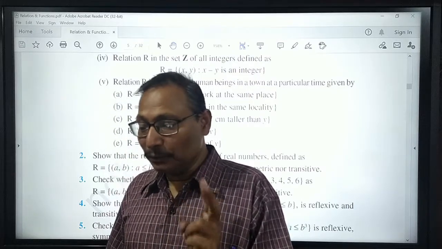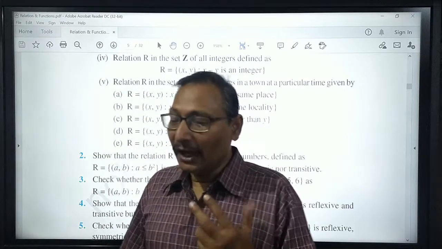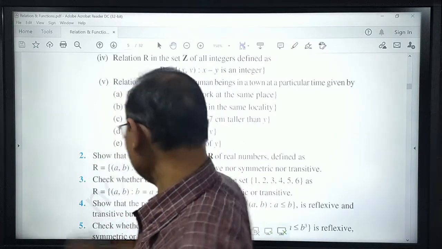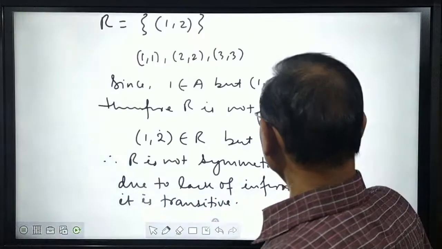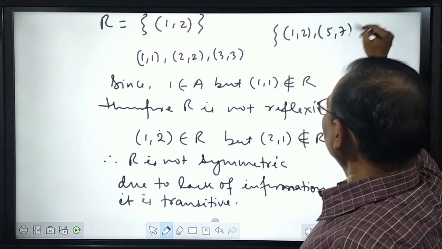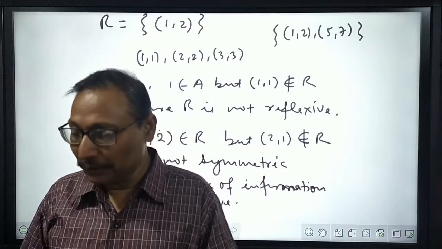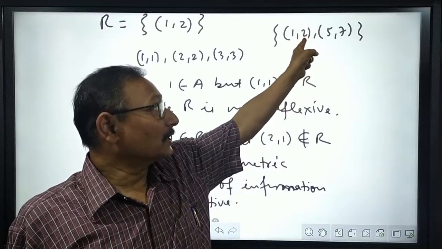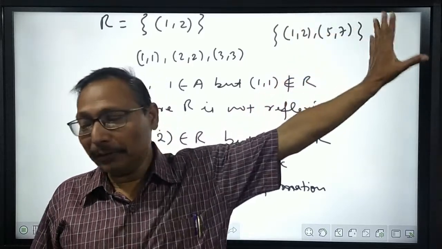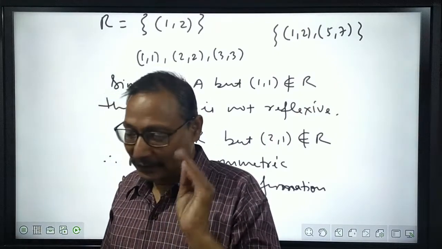So in this process we have to pick two pairs from the given relation, and suppose that we could not pick such two pairs. Suppose that any relation is of this kind, 1 comma 2, 5 comma 7. Here we have two pairs, but we are unable to pick such two pairs in which the second element of the first pair is the first element of the second pair. If we are unable to pick such kind of pairs, then we will conclude that there is a lack of information, so this relation is transitive.